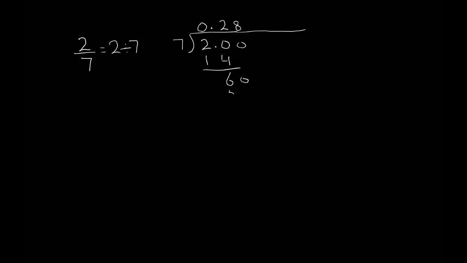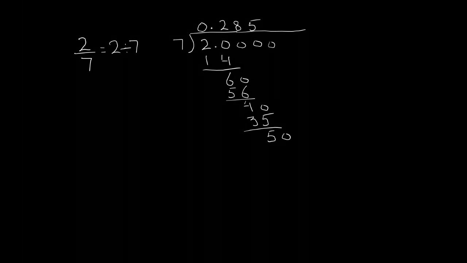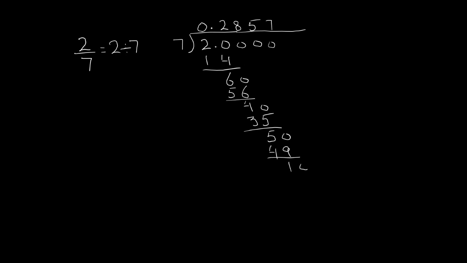8 7s are 56. 5 7s are 35. 7 7s are 49. 1 7 is 7. 4 7s are 28, and now I get a 2.